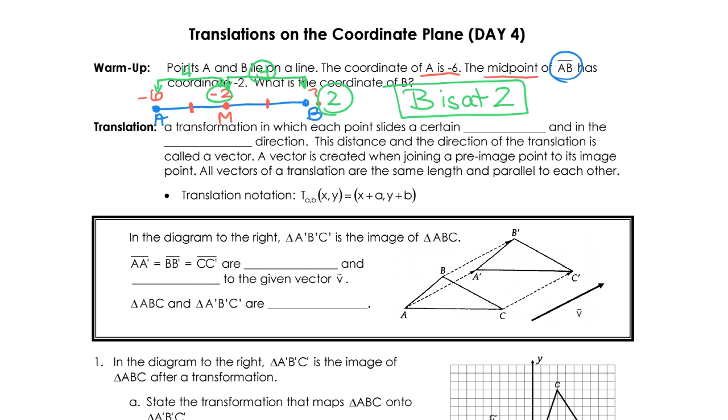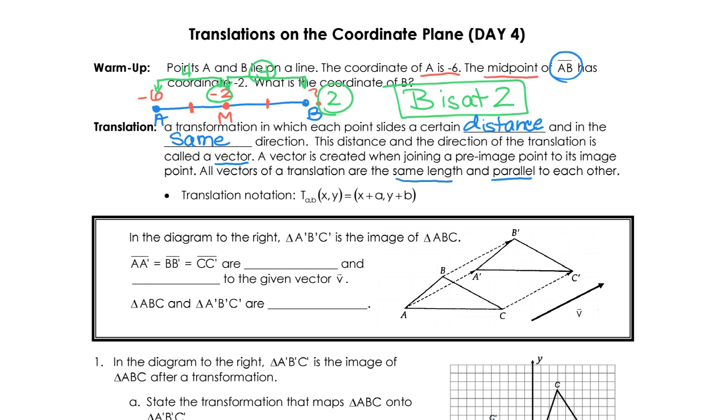All right. We're going to talk about translations in one sec. Okay, so a translation is a transformation in which each point slides a certain distance and in the same direction. This distance and the direction of the translation is called a vector. Okay, a vector is created when joining a pre-image point to its image point. All vectors of a translation are the same length and parallel to each other.